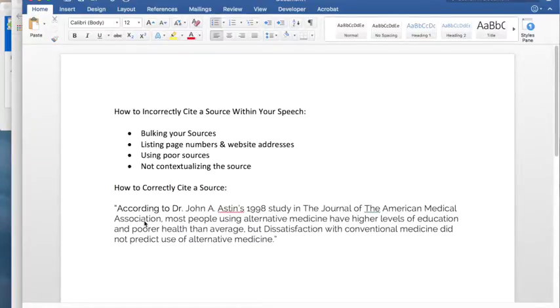Okay? So how to correctly cite a source within your speech? The correct way to do it would be, according to Dr. John A. Aston's 1998 study in the Journal of the American Medical Association, most people using alternative medicine have higher levels of education and poorer health than average. But dissatisfaction with conventional medicine did not predict use of alternative medicine. Okay? So it was a lot of information that I provided to my audience, so I made sure that I went very slowly and broke it up into pieces so that they could get all of it.